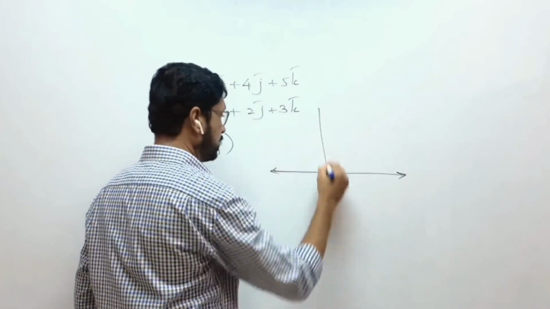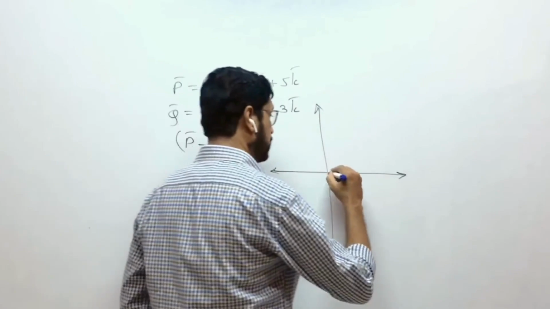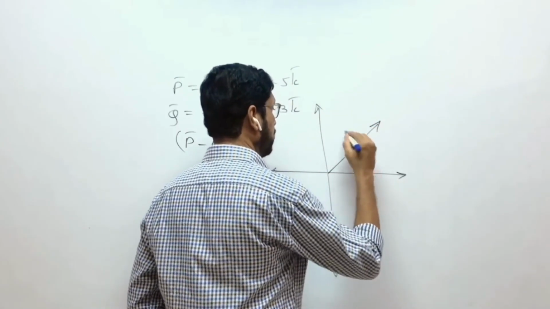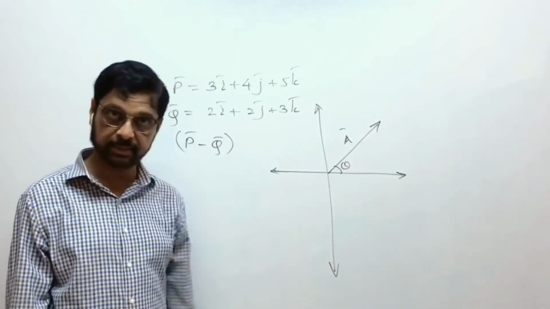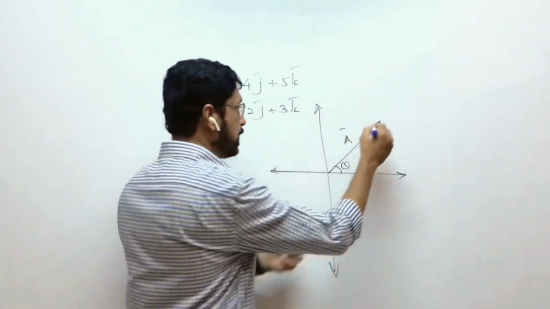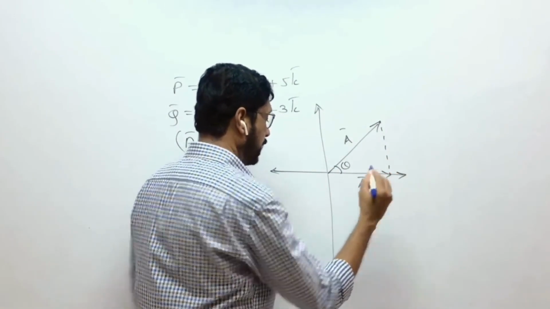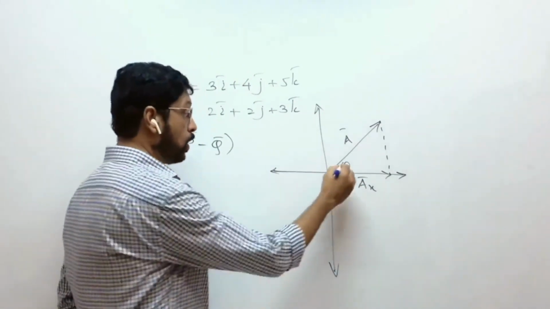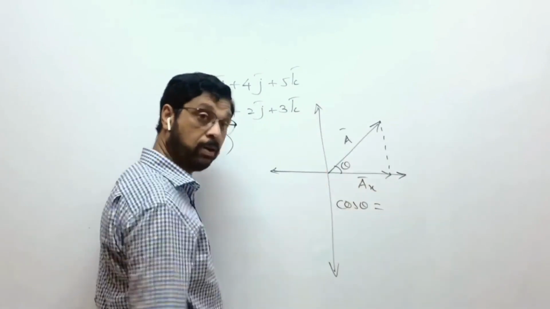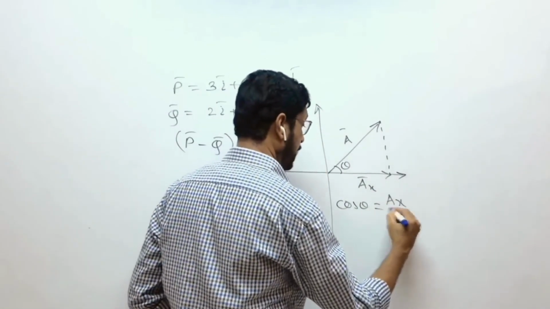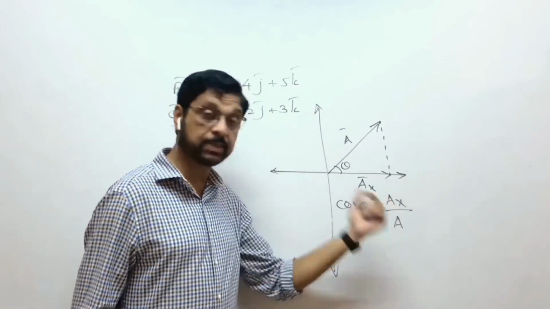Suppose this is x axis, this is y axis. Suppose this is any vector A which makes angle theta with the x axis. So if you drop a perpendicular from here, this is what? Vector ax. So what is cos theta equal to? Cos theta is adjacent side upon hypotenuse, means ax upon a. So cos theta is ax upon a.